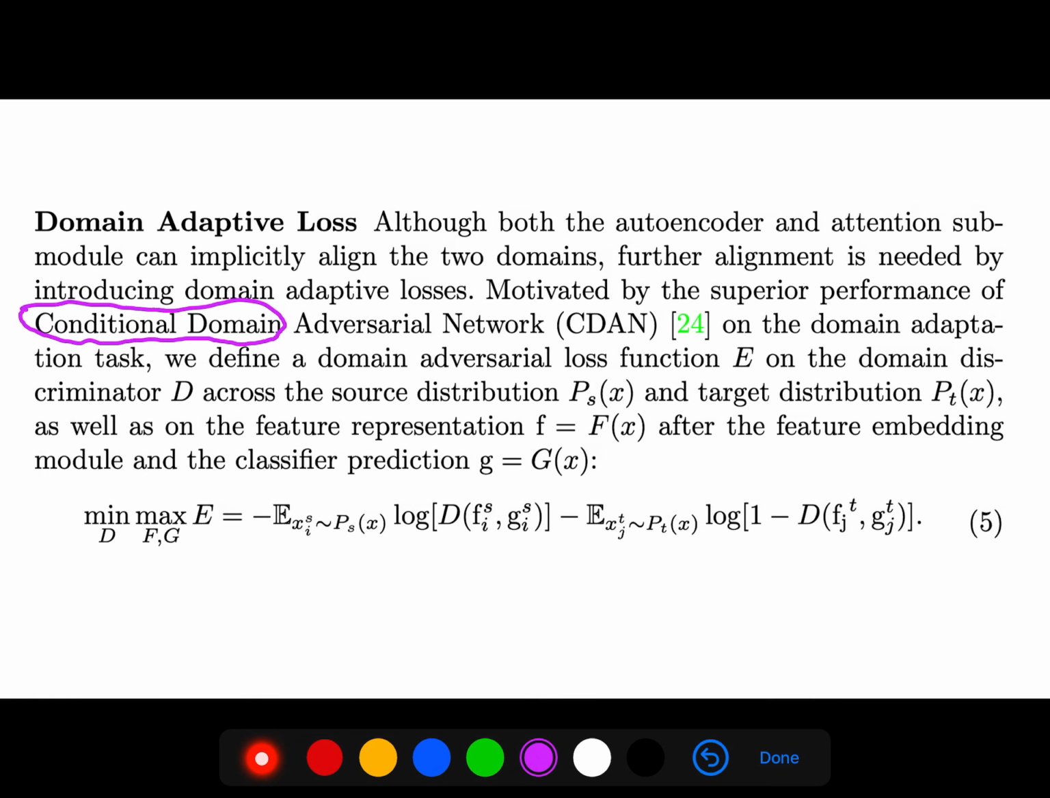We define a domain adversarial loss on the domain discriminator across the source distribution and target distribution. So this is our target distribution, we draw from that. This is the source distribution we draw. So it's typical adversarial, but because we go from source domain to target domain, that produces some confusion, some adversary. And we can learn that adversary.